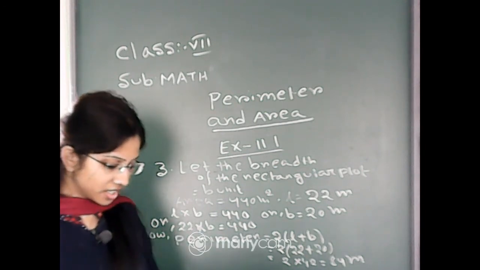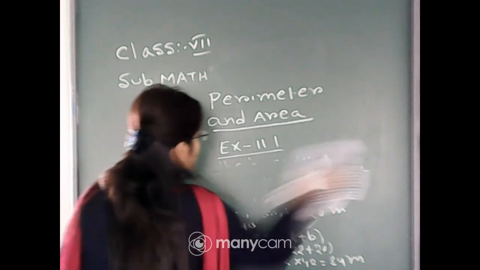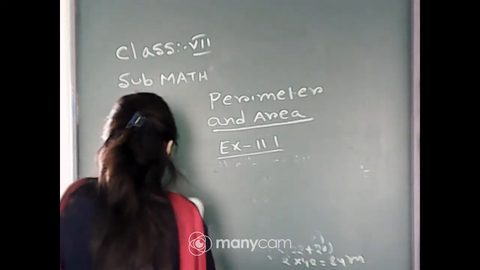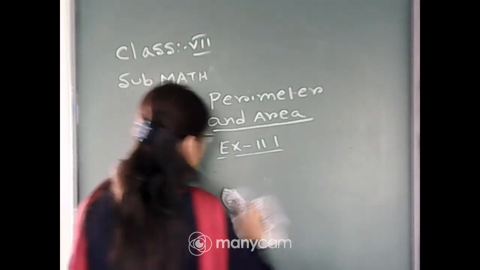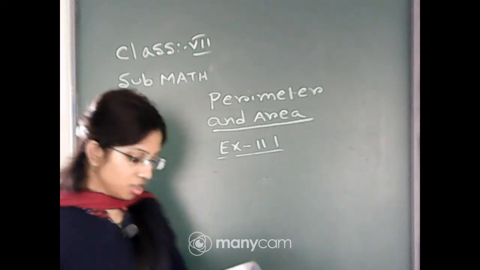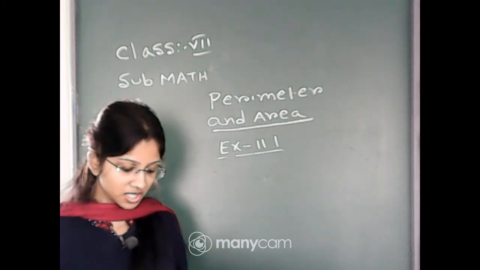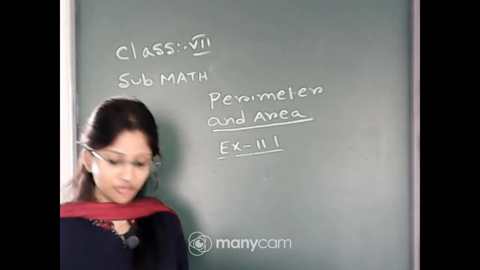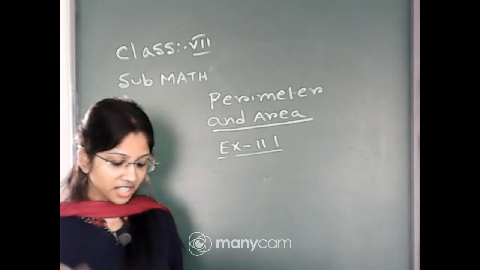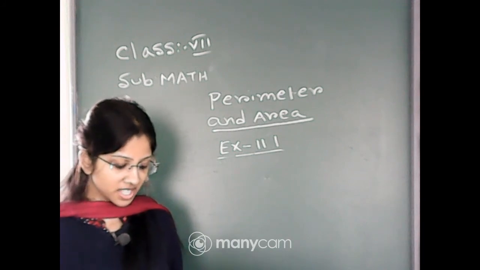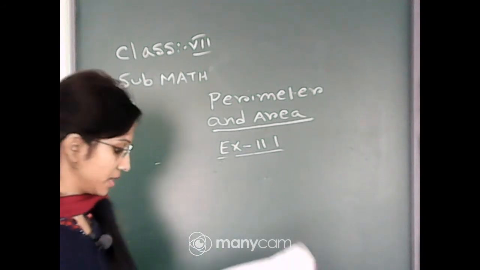Okay. Next, question number 4. The perimeter of a rectangular sheet is 100 cm. If its length is 35 cm, find its breadth and also find its area. Here the perimeter and the length of the rectangular sheet are given. We have to find the breadth and area of the rectangular sheet.